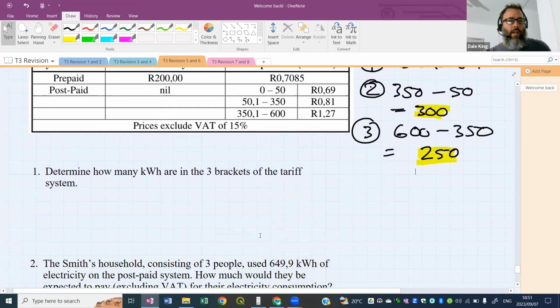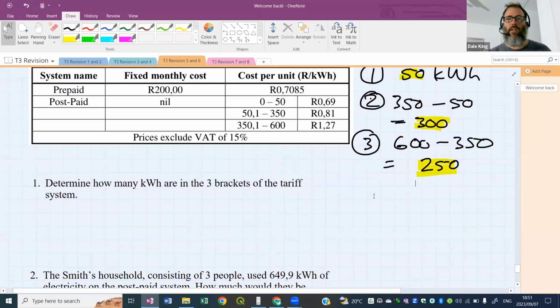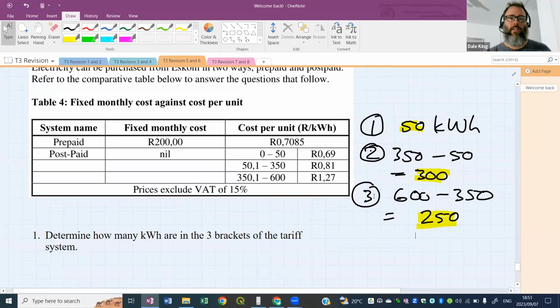Next question. The Smiths household consists of 3 people. They use 649.9 kilowatts of electricity on the postpaid system, the tariff 1. How much would they be expected to pay, excluding VAT, for their electricity? That comma 1 is, like I explained, just trying to show you that it's anything above 50. If you had 50,05, you'd be stuck between brackets. You wouldn't know which bracket to use. So it's just their way of saying anything above 50.